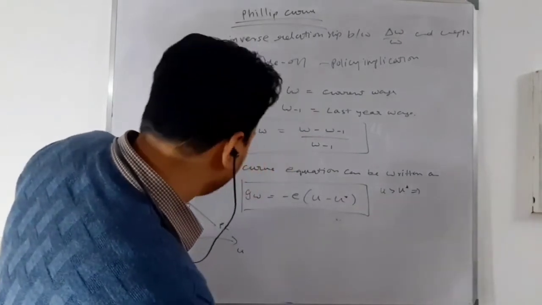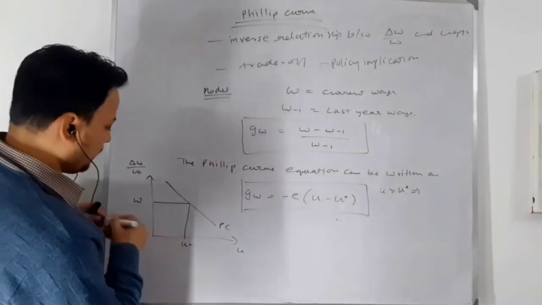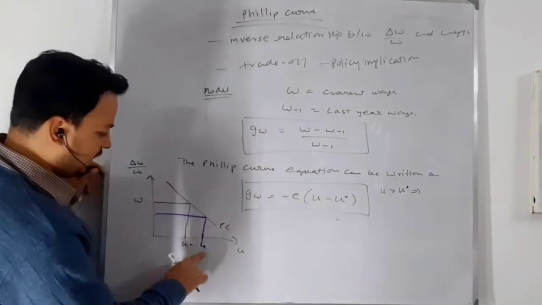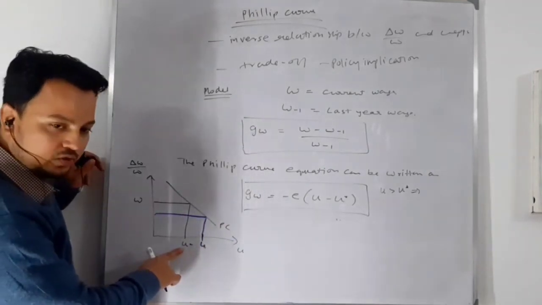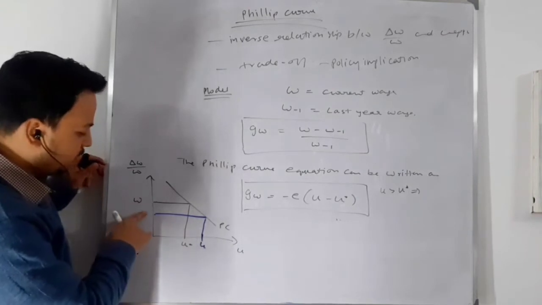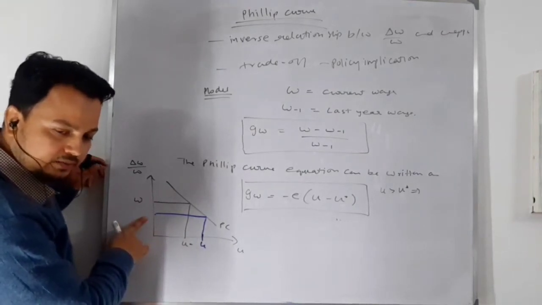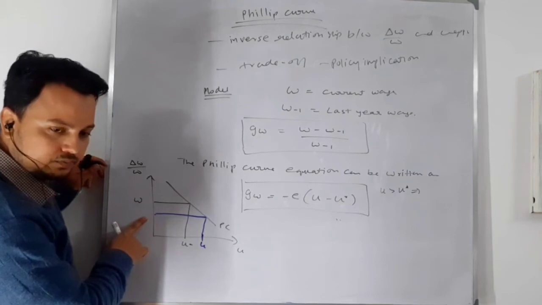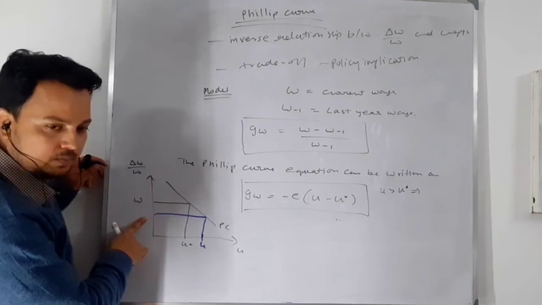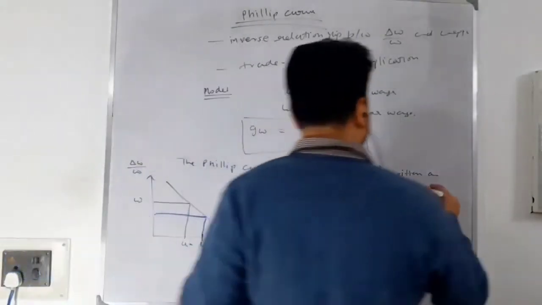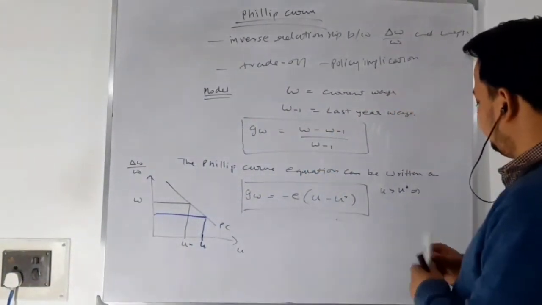Now, if unemployment is greater than your natural rate of unemployment, what will happen to wage? Wage will fall. Everyone agree? Yes, no? Okay, so what will happen? Wages will fall.